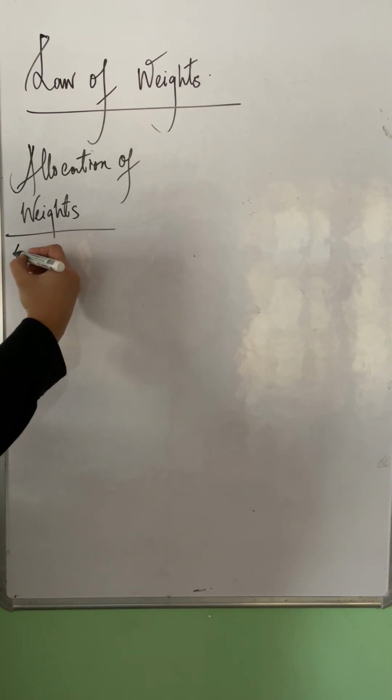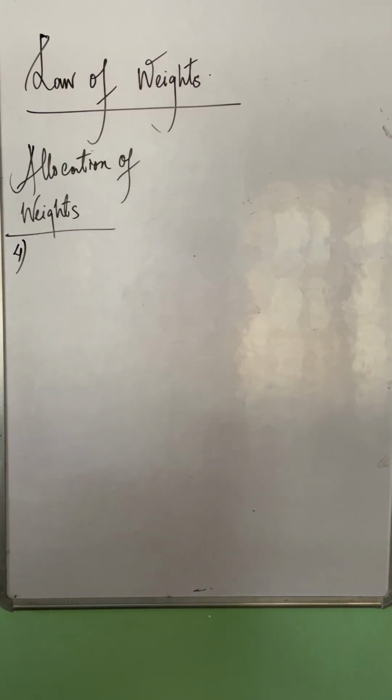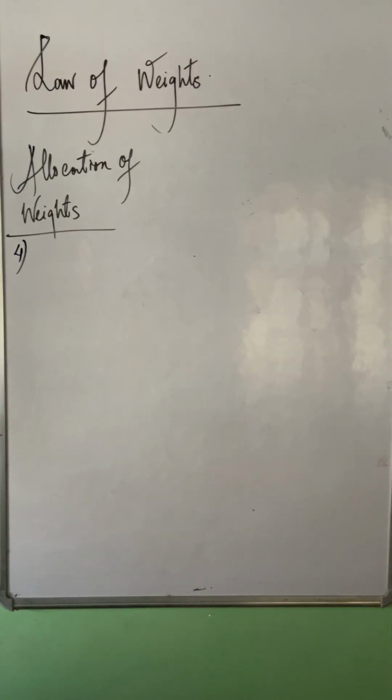Fourth way. The weight of a level line is generally taken as inversely proportional to the length of the route.